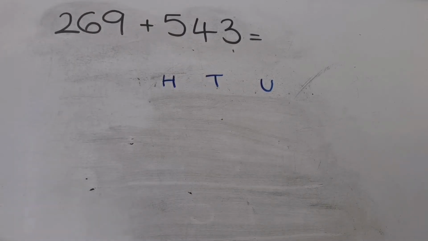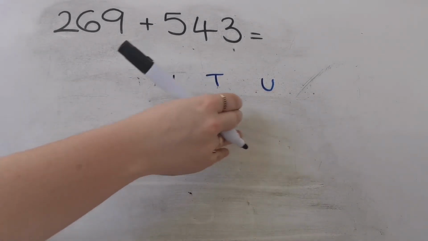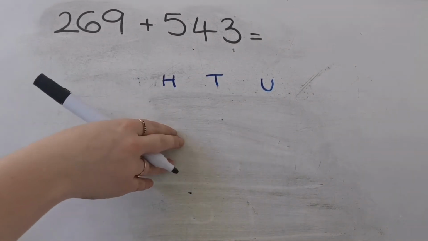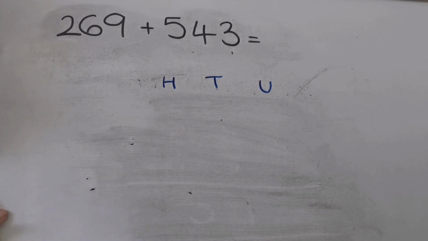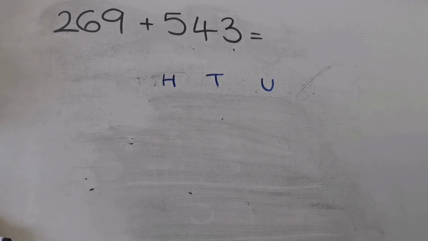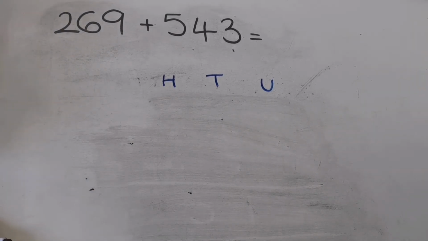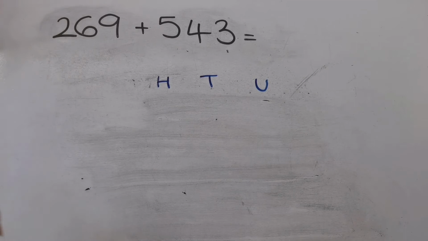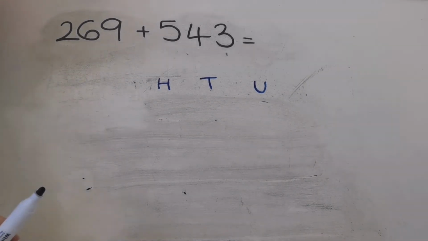Okay, so this time I've written out the sum 269 plus 543. Now this one will also need regrouping in the units into the tens and from the tens into the hundreds. But I'd like you to pause the video here and have a little go at answering this problem by yourselves. When you think you're finished, unpause the video and we will go through the answer. Good luck!